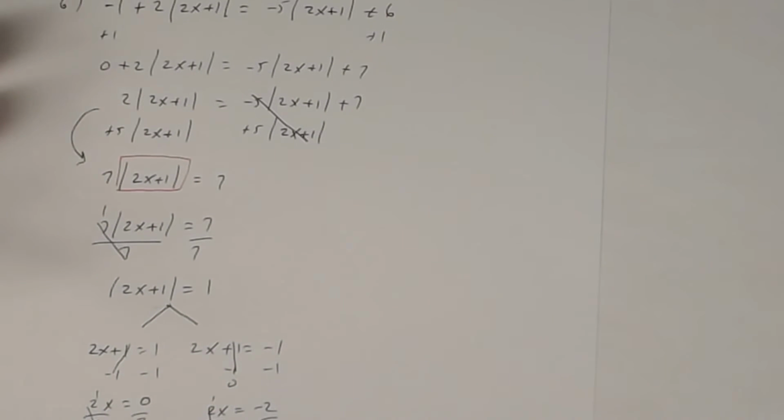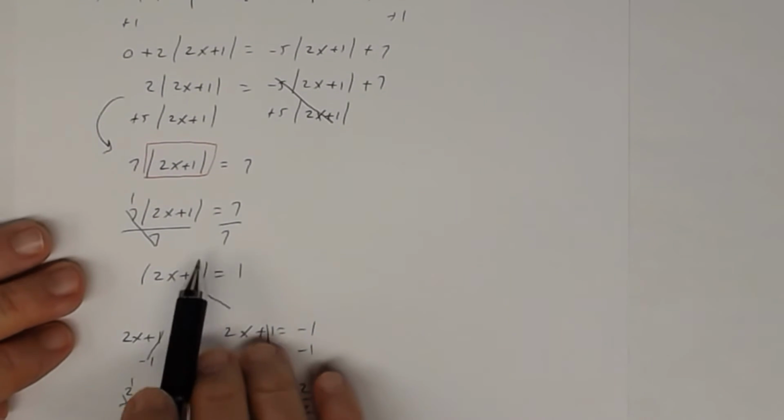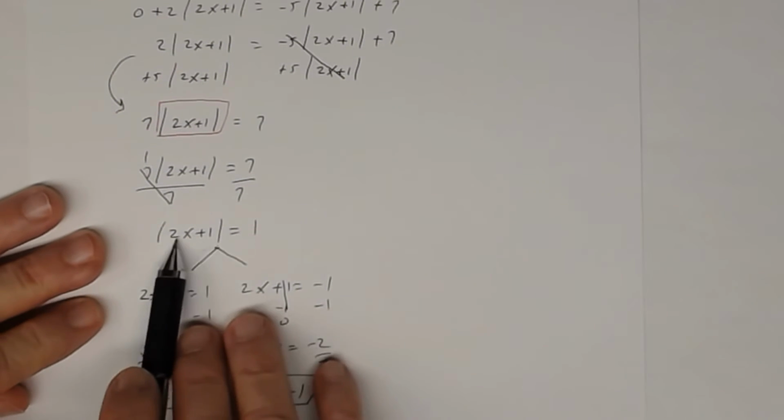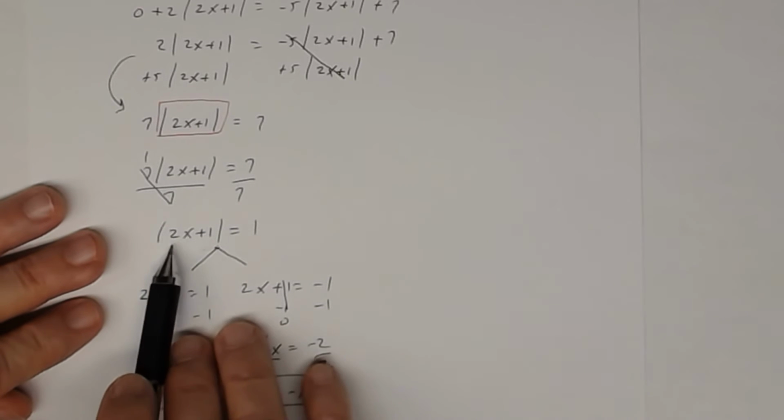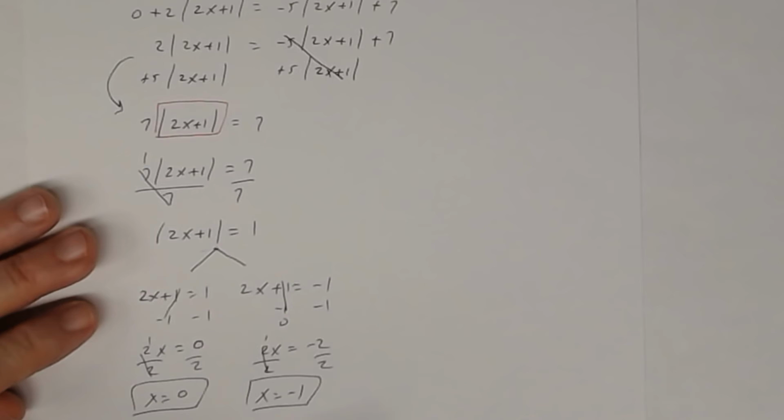So notice in the 6 problems we've done, when we got to this point right here, we had absolute value equations. When we got to this point, we had the absolute value expression by itself, but it was a linear expression. So let's look at a quadratic one.